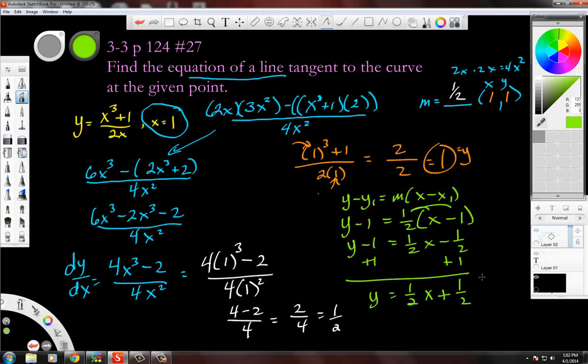Final answer. So if you were to graph what's in that green circle with what's in that green circle right there, you would see that this is tangent to this curve and passes through that point.